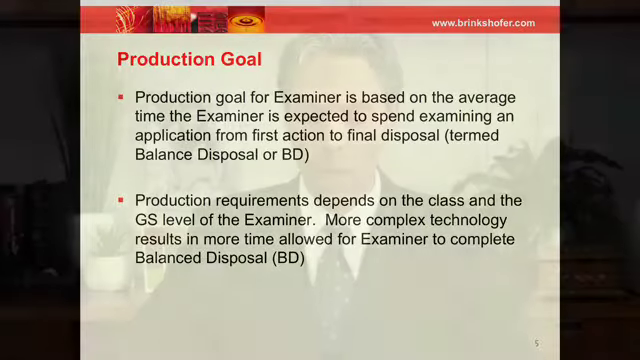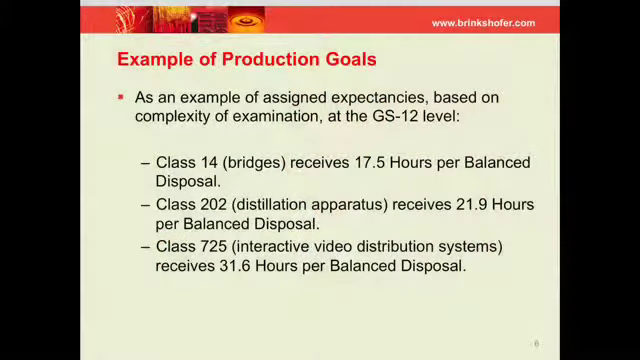And obviously, a more senior examiner will have less time. Why don't we look at an example of production goals in different classes? This is basically an example of the assigned expectancies based on the complexity of examination at the GS-12 level.